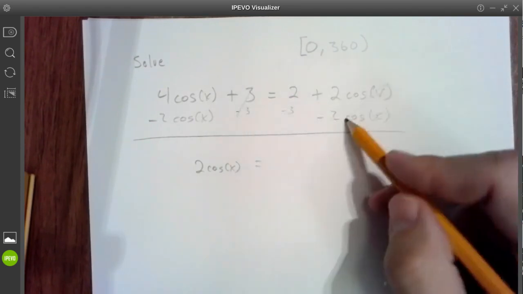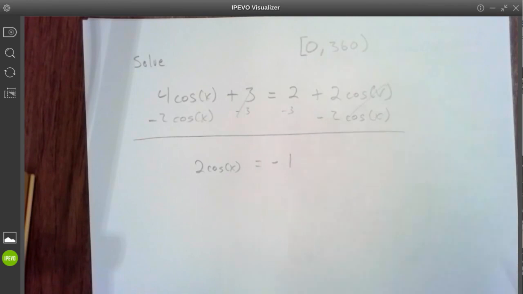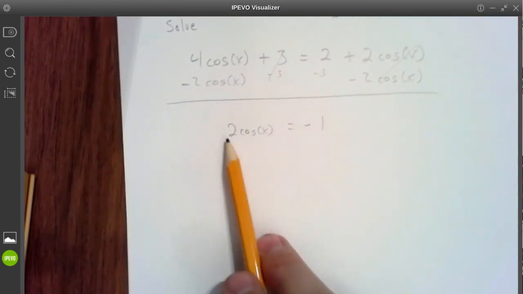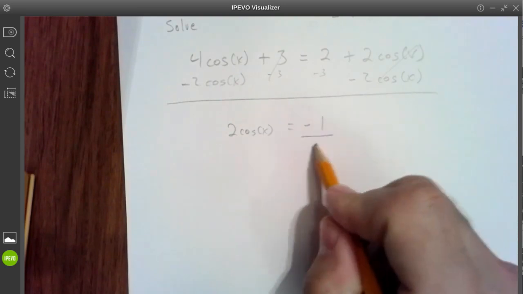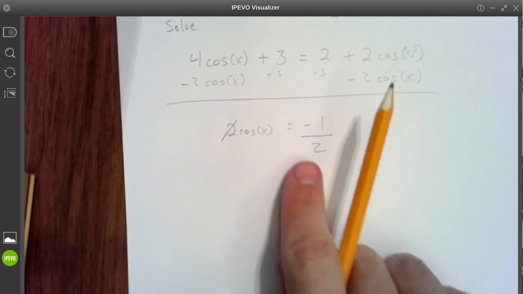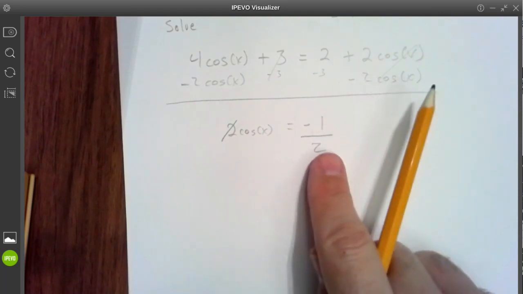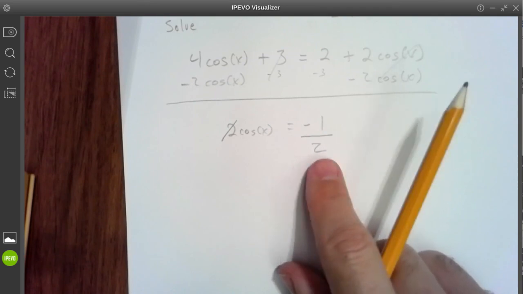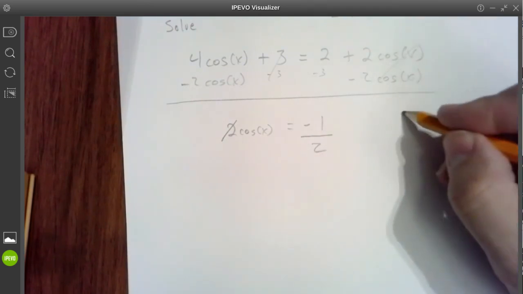All right, that cancels and that cancels. Negative 1. This is just like an equation that has variables on both sides. We can divide by 2. So divide by 2, that's going to cancel that. Now we want to answer, where does cosine equal negative 1/2? You could use your inverse trig function, or you can just use your unit circle.